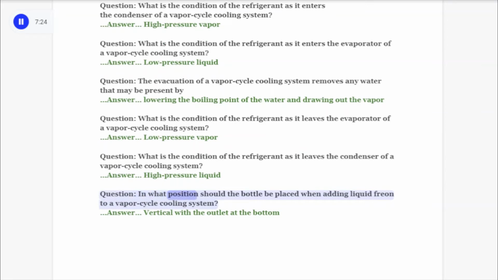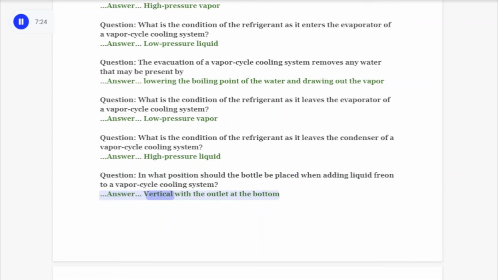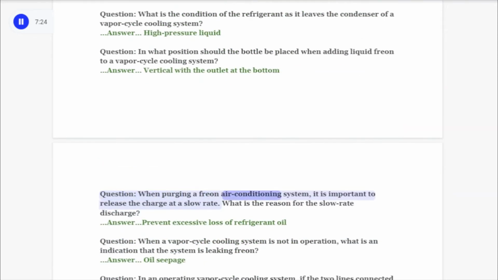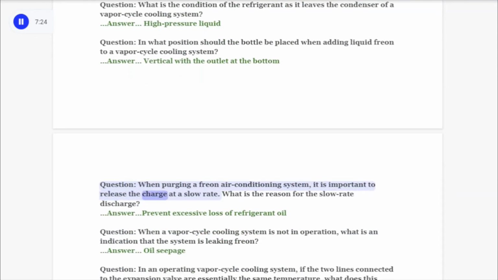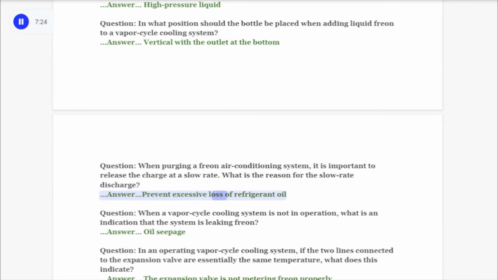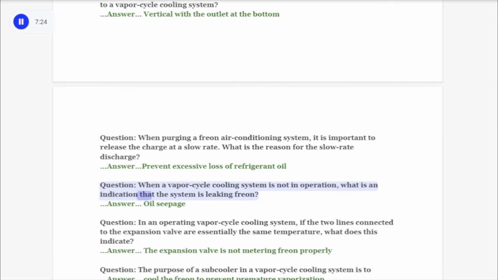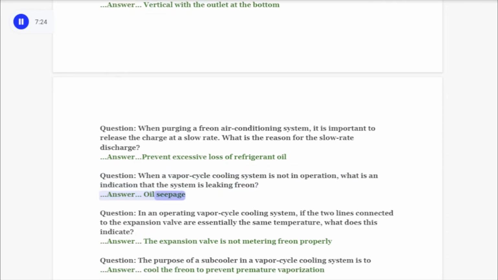Question: In what position should the bottle be placed when adding liquid Freon to a vapor cycle cooling system? Answer: Vertical with the outlet at the bottom. Question: When purging a Freon air conditioning system, it is important to release the charge at a slow rate. What is the reason for the slow rate discharge? Answer: Prevent excessive loss of refrigerant oil. Question: When a vapor cycle cooling system is not in operation, what is an indication that the system is leaking Freon? Answer: Oil seepage.